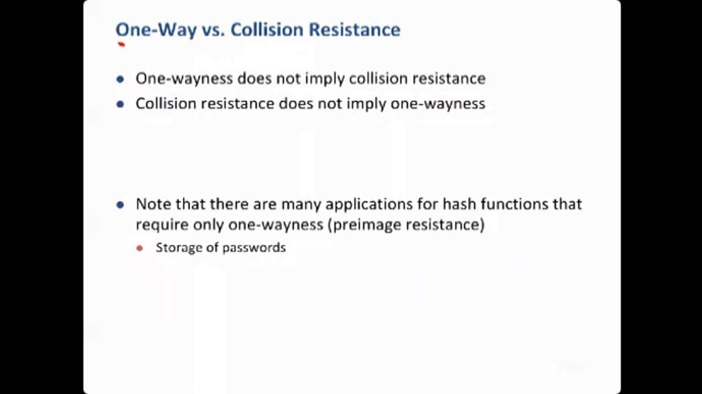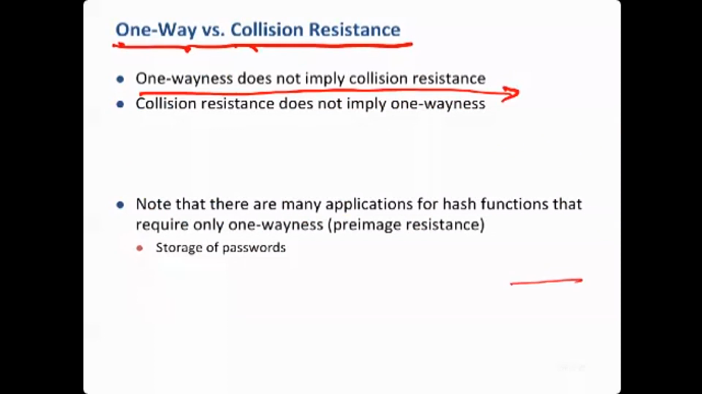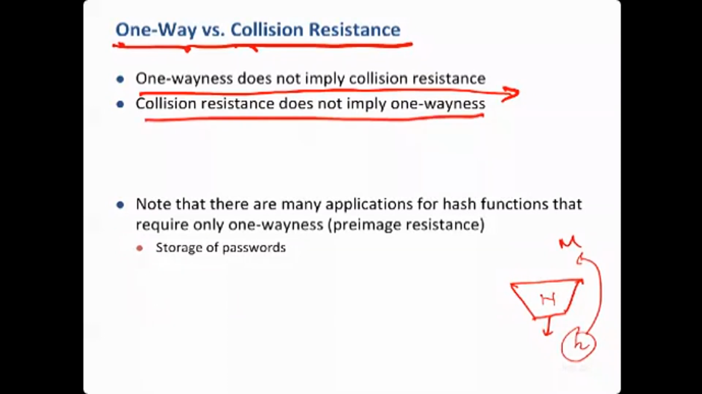There are two properties which we have studied already, one-wayness and collision resistance. Note that one-wayness does not imply collision resistance. One-wayness simply says that given a hash output, this h value or hash value, it is difficult to get m. Collision resistance does not imply one-wayness. It simply says that it is difficult to find m and m dash such that they result in the same value of output, which is h or y, whatever.